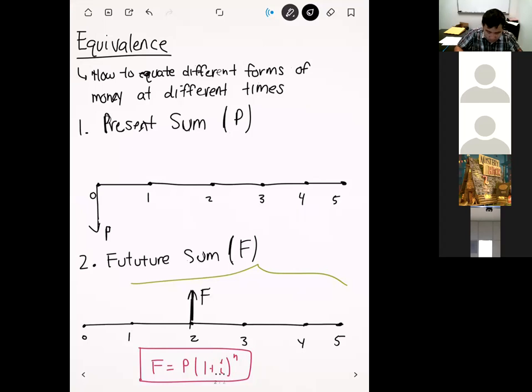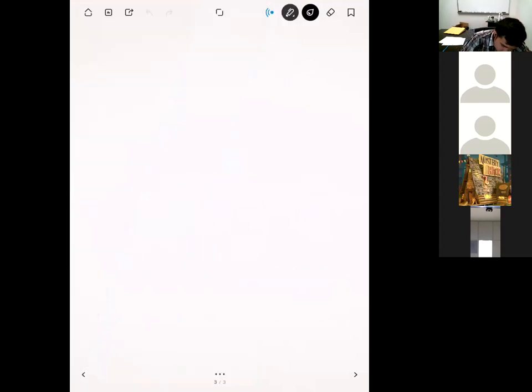All right, so let me just write out the equation one more time, just so everyone can see. F is equal to P times (1 plus i) raised to the n. And that's how you convert between a future and a present sum.